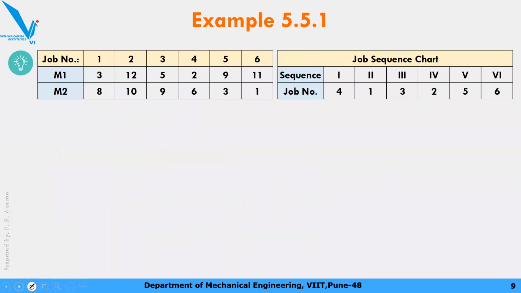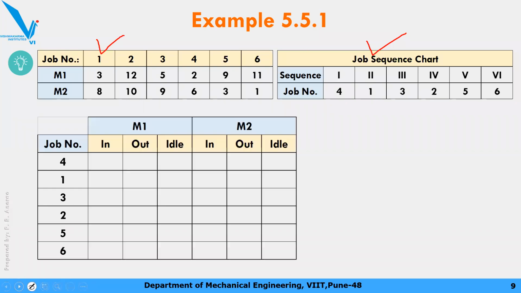Next, after this we need to go for the second part of the numerical. In the second part, we have been asked to calculate the idle time and total elapsed time or total processing time. Now how do we do that? So we have the processing time required in this chart and we have the job sequence chart. So based on this we will prepare one table. In this table, first we will list down the job number along with the sequence you obtained.